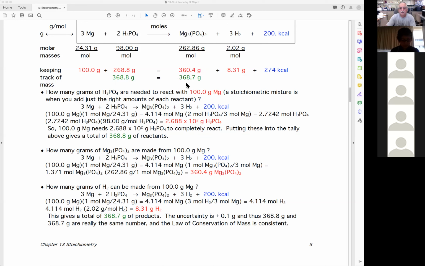So now, do you believe in the law of conservation of mass? 368.8 turns into 368.7. Well, what do you know about uncertainty? This is plus or minus 0.1. This is plus or minus 0.1. These, in fact, are the same number. I can't tell that they're different. So we disproved the law of conservation of mass.